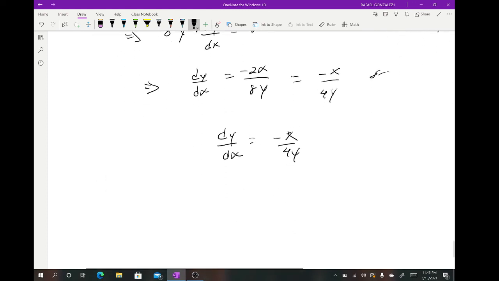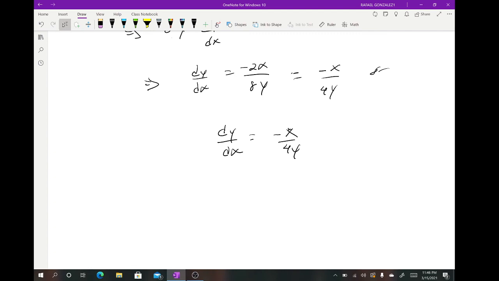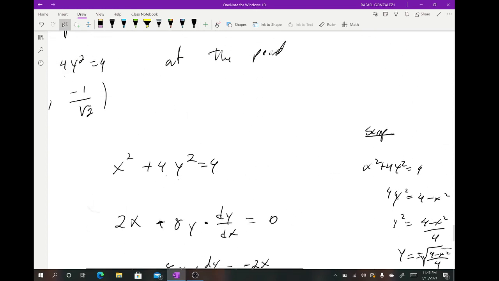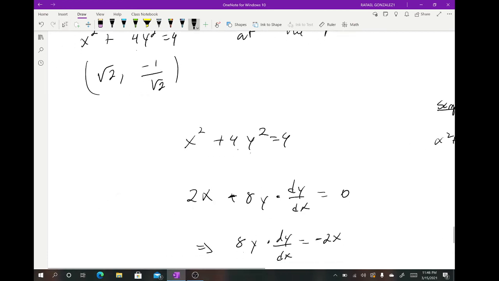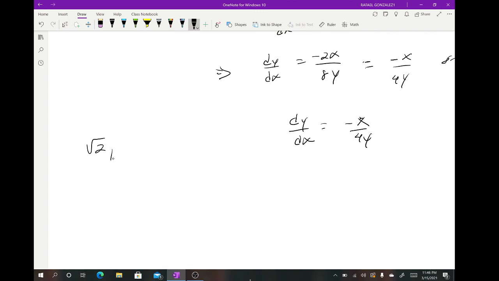Remember that the derivative gives you the slope. So if we want to find the slope at a particular point, then we simply need to plug the point in the derivative and we get the slope at that point. Now the point that we have to find the slope for is square root of 2 comma negative 1 over square root of 2. So if we analyze this at that point, then we have minus square root of 2 on the x divided by 4 times minus 1 over square root of 2.